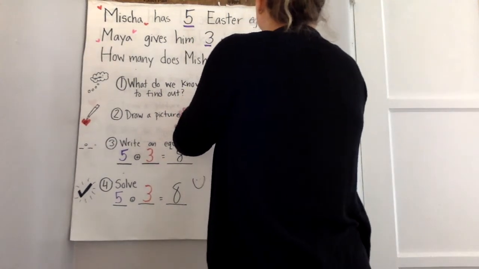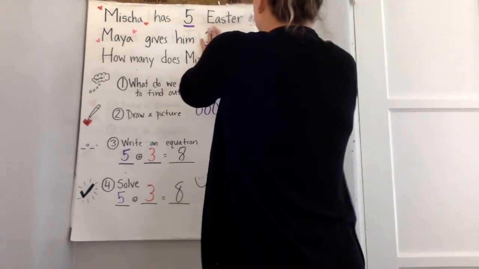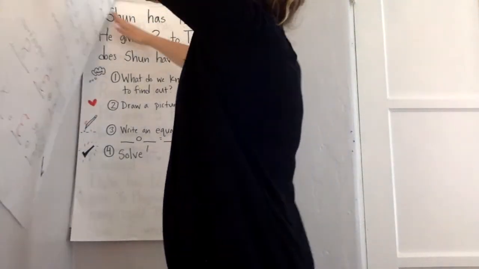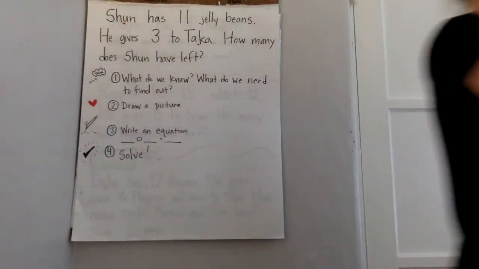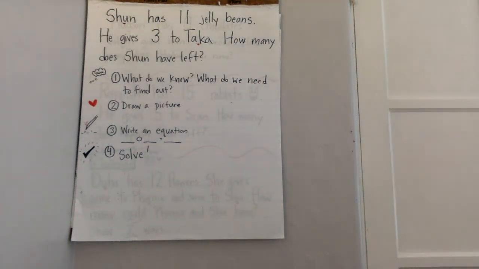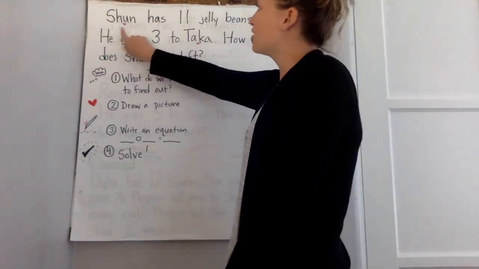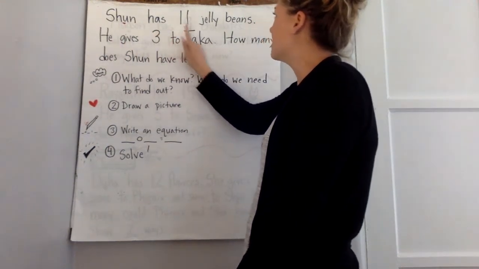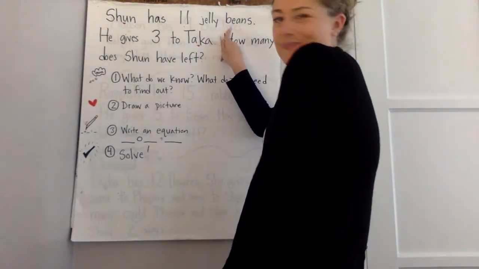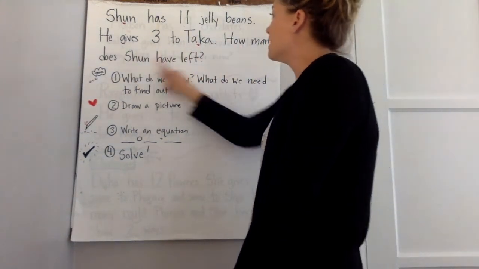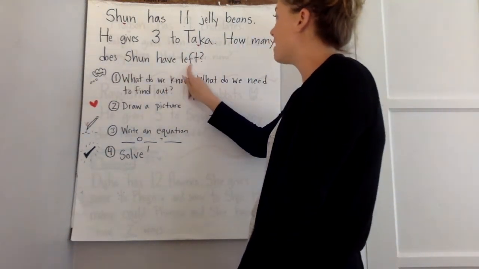All right, let's pull this one down here. Okie dokie, friends. Let's do green and blue this time. Okay. We're going to do another kind of problem. Here we go. Shun has 11 jelly beans. He gives 3 to Taka. How many does Shun have left?